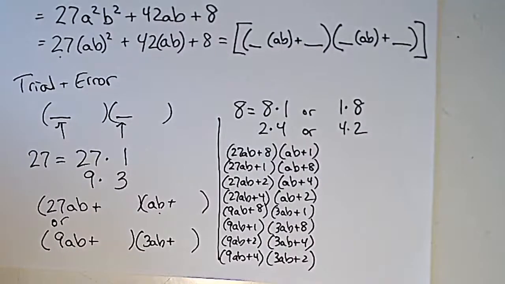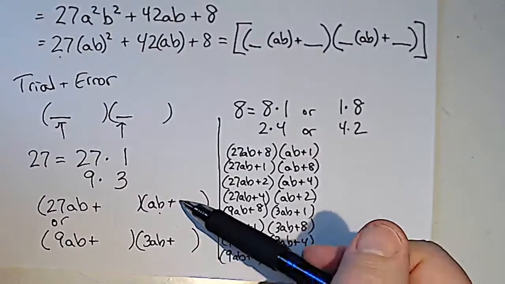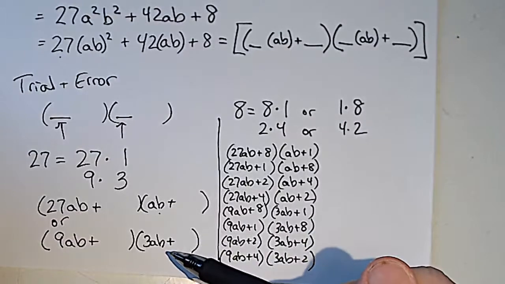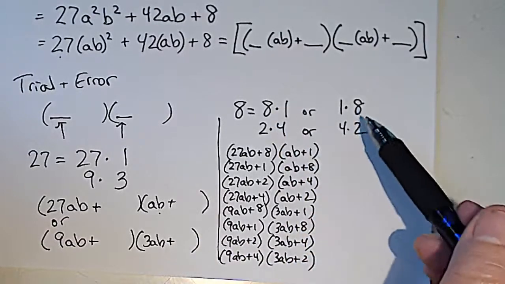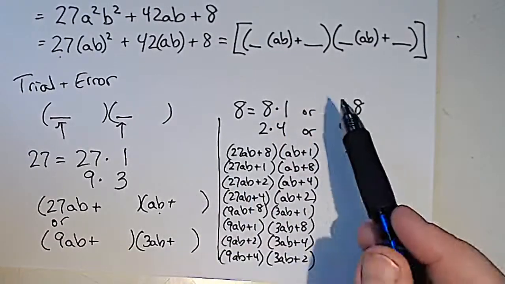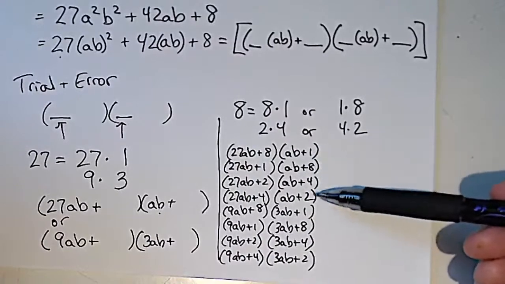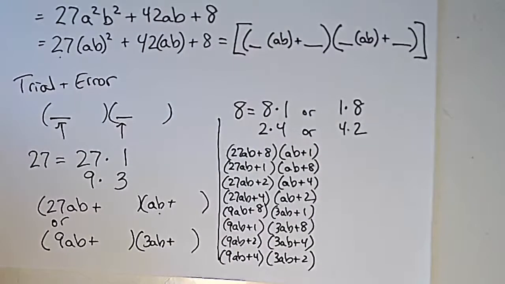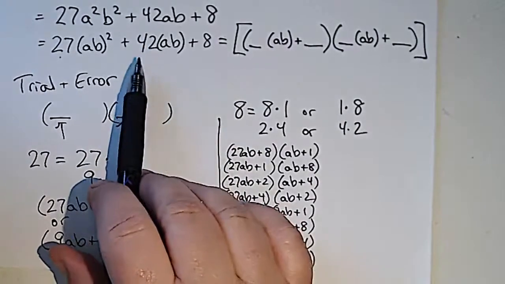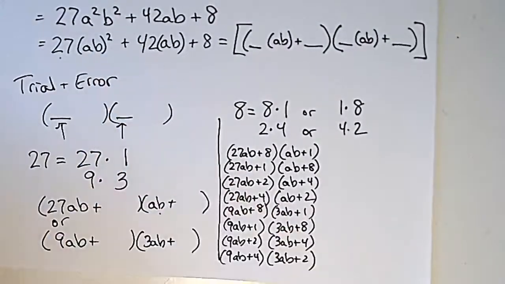Oh man. So altogether, I had 2 ways to open it, 2 ways to begin it. I had 4 ways to end it. 2 times 4 is 8. I've got 8 ways. So for trial and error, there are 8 of these. Now, what's my magic number in the middle? I'm looking for a 42 in the middle.